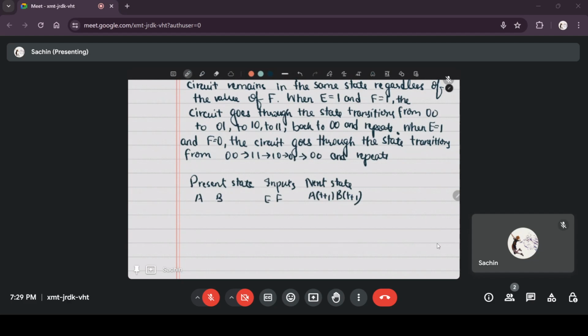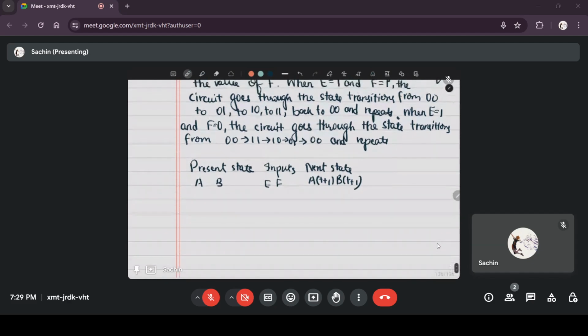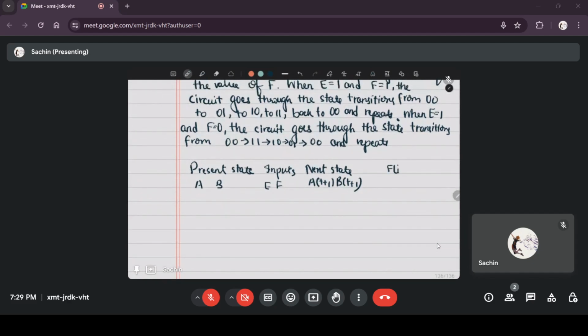The excitation is different. The excitation table for a D flip flop says whatever output you want in the next state, that should be the input in the present state. But that's not true for the JK flip flop. You have to specify the flip flop inputs to get a particular state. And there are two flip flops A and B, so I'll name the inputs as JA KA and JB KB.